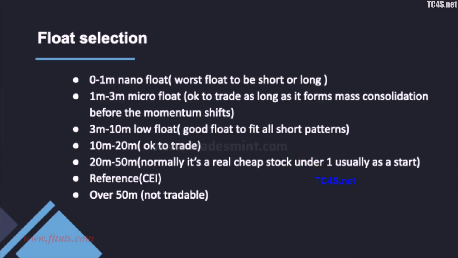So those are the criteria for the float selections. I have explained what is tradable, what is not, what is dangerous, and if you're a beginner, make sure to select between 3 to 20 million. Very important.